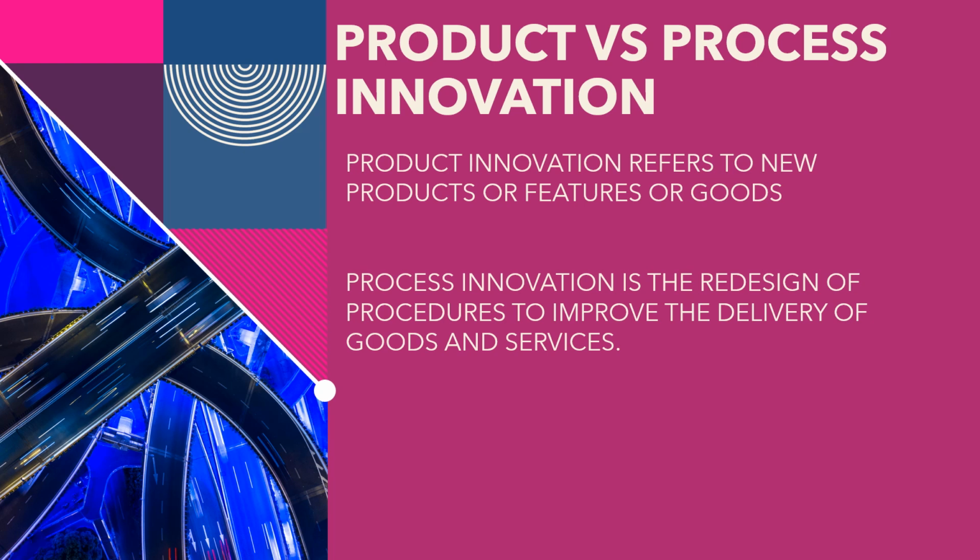We also have Amazon's one-click ordering. This is a process innovation that simplifies the ordering process. It improves customer convenience and reduces the time to complete a purchase. We can also talk about Tesla's example, where Tesla self-driving technology is another product innovation, while the streamlined manufacturing process to produce electric vehicles more efficiently is a process innovation. So these are a few examples of product and process innovation.